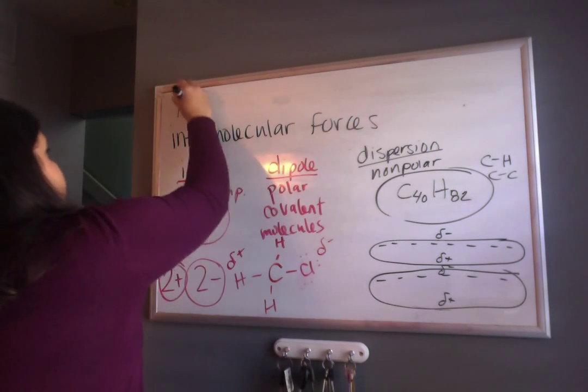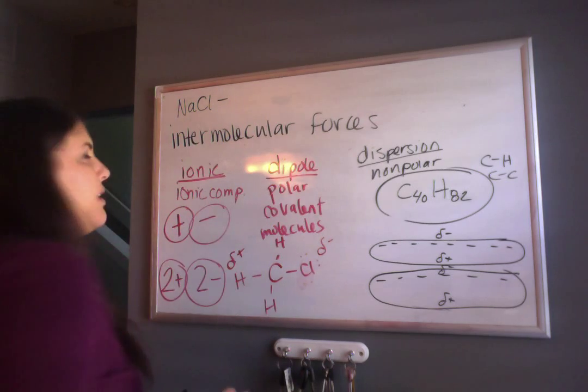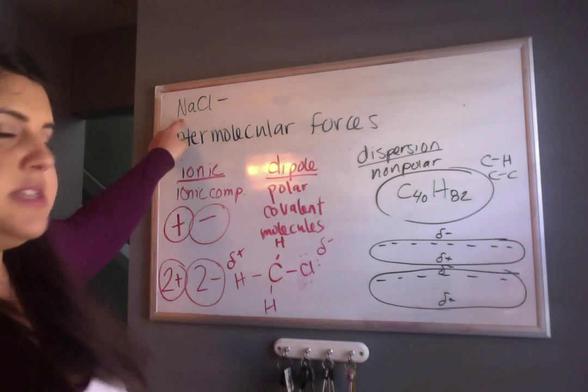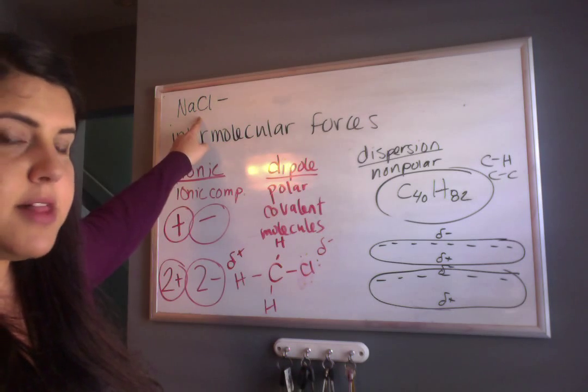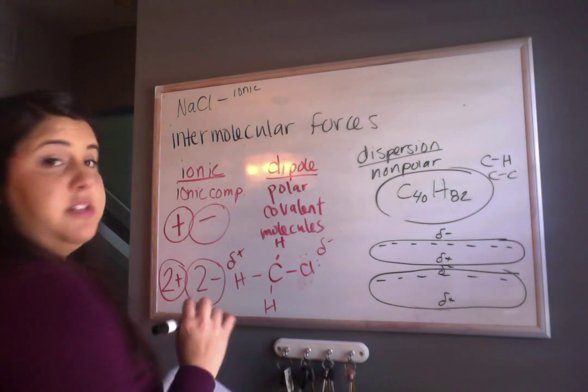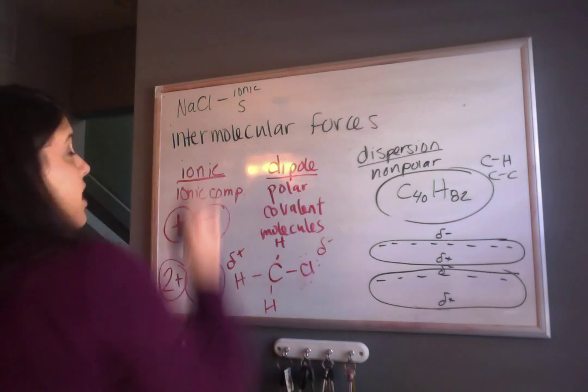Again, salt, NaCl. We think of salt as what kind of compound? We should be thinking sodium is a metal, chlorine is a non-metal. I should be thinking of this as ionic. I know that salt is an ionic compound. It is also a solid.